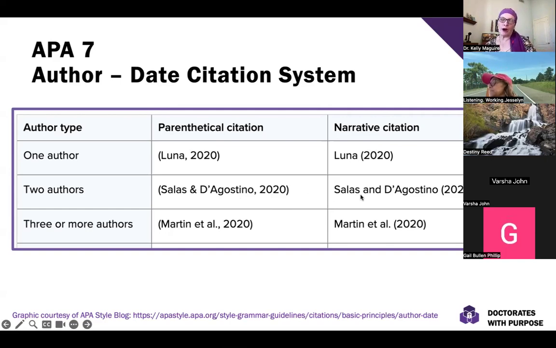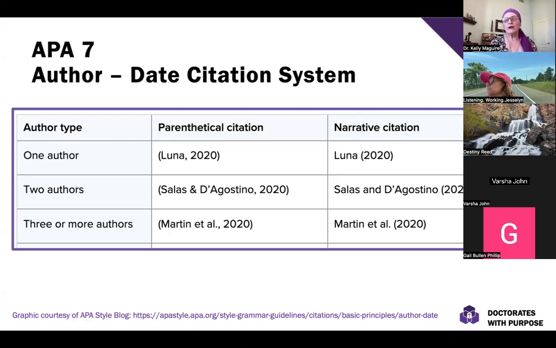Now, if you were to write this instead as part of the narrative, let's say you embed this in and you're paraphrasing and you work it into what you're writing, you don't use the ampersand, you spell out the word "and." Because in our writing, we wouldn't have the ampersand. We might in our text messages, but not in scholarly writing. And then you would finish it off with the parentheses and the year of publication.